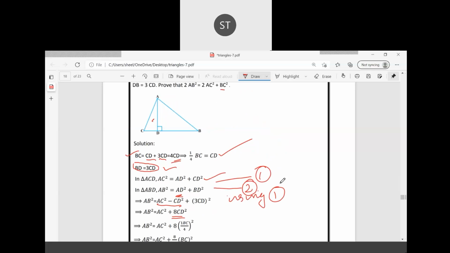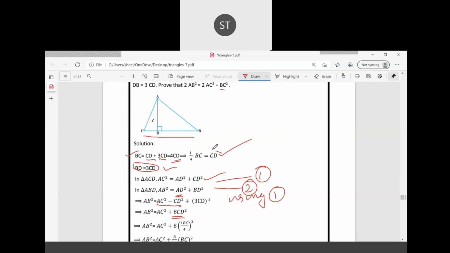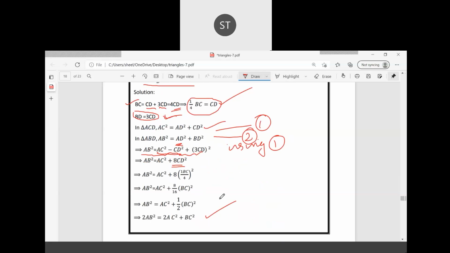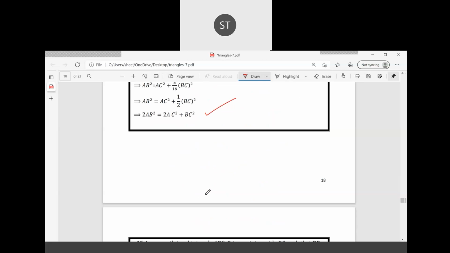So like this we can prove this question. This base, that is BC, we should consider and form the equation like this. First equation, and the second is the given part. By using this AB square equation we have to form and substitute. After that simplify, then take the LCM. You'll get the result 2AB square equal to 2AC square plus BC square.